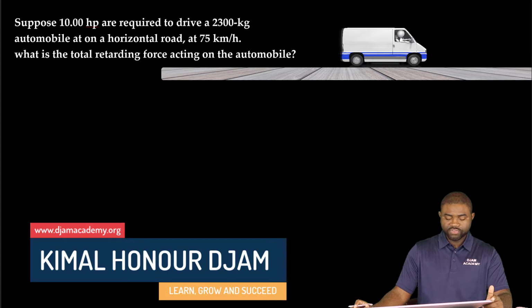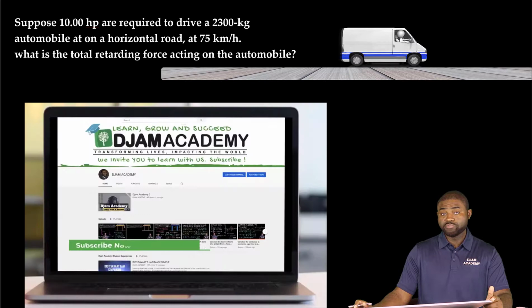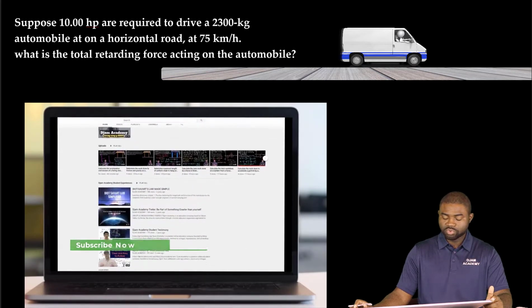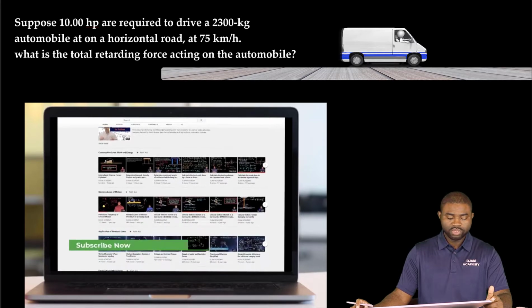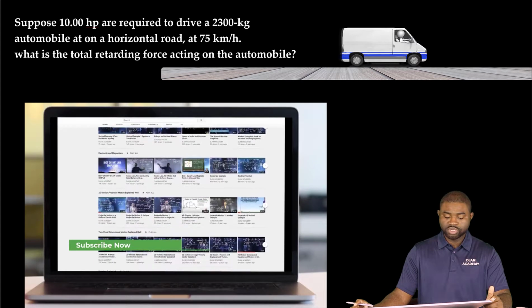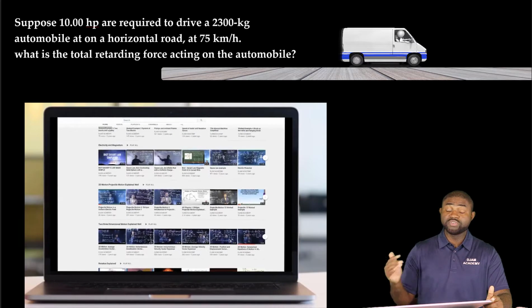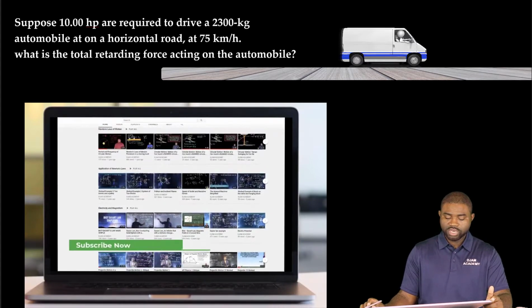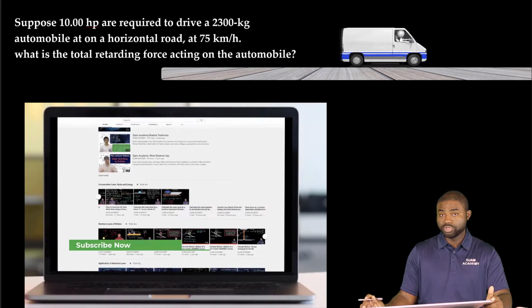The objective of this example is to help you know how to calculate the automotive power delivered by the engine of a car. Now, in front of us we have an automobile whose mass is about 2300 kilograms. Suppose 10 horsepower are required to drive this car on a horizontal road at a speed of 75 kilometers per hour. We're asked to determine the total retarding force acting on the automobile.